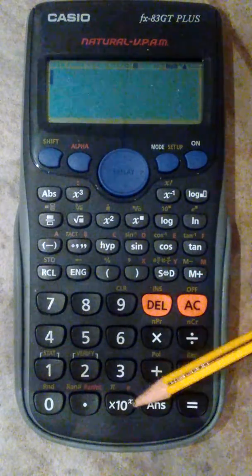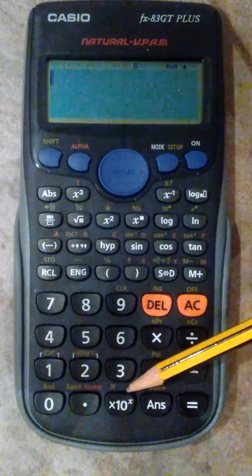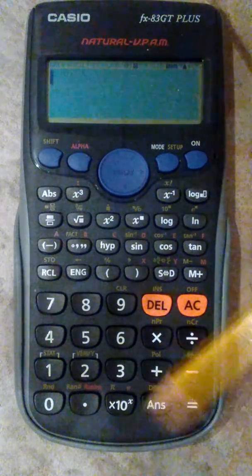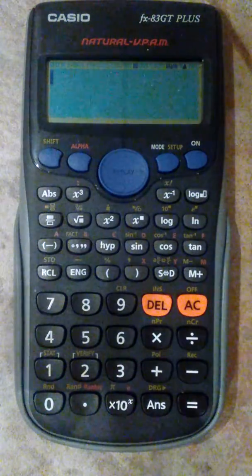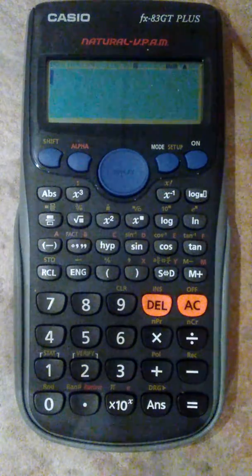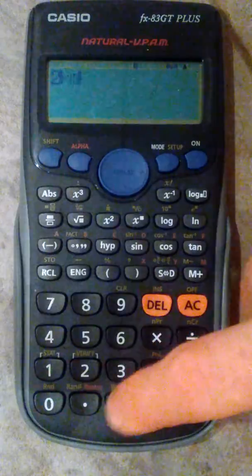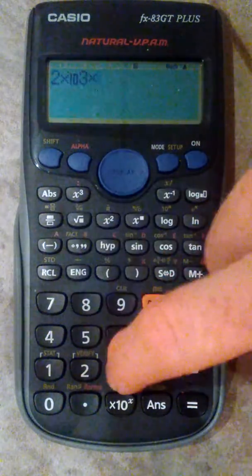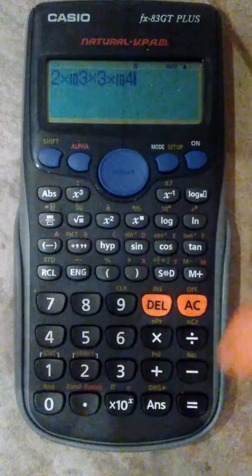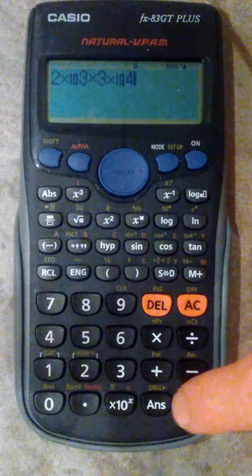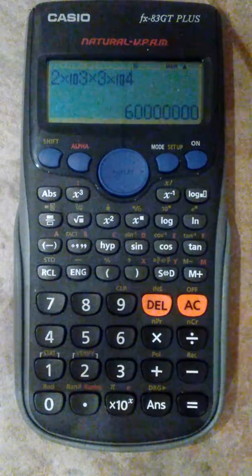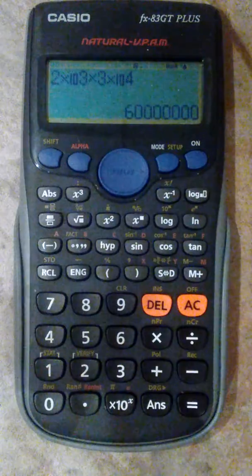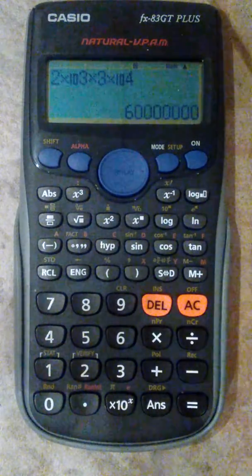The way we get around this is there is an actual standard form button. On this calculator, the FX83 GT Plus, it says times 10 to the x, but in some other models it might say EXP. So if you try that again, 2 times 10 to the 3 times 3 times 10 to the 4 equals, it should be 6 times 10 to the 7. Well, there you go, 6, and then 1, 2, 3, 4, 5, 6, 7. So it should be 6 times 10 to the 7.